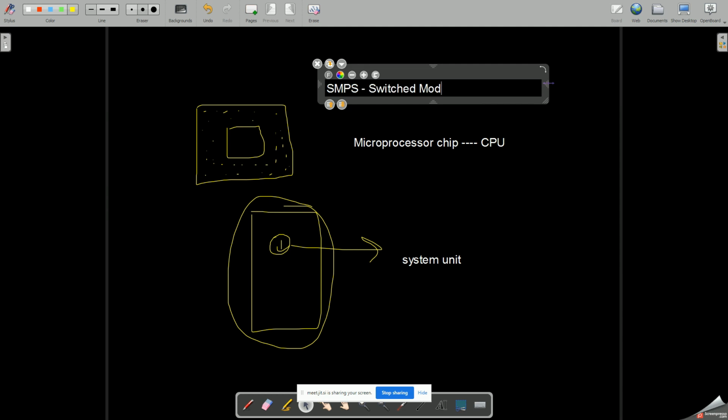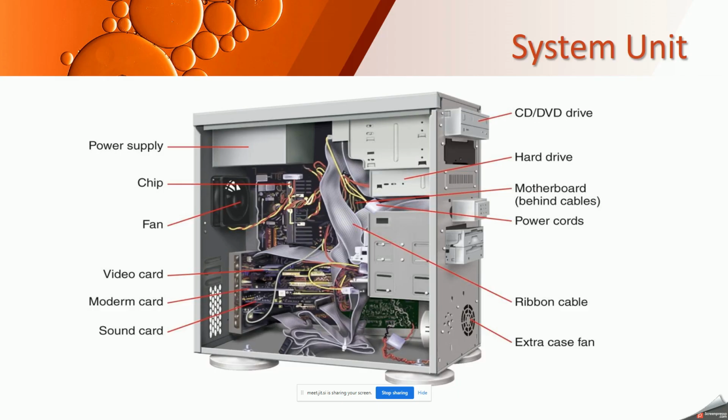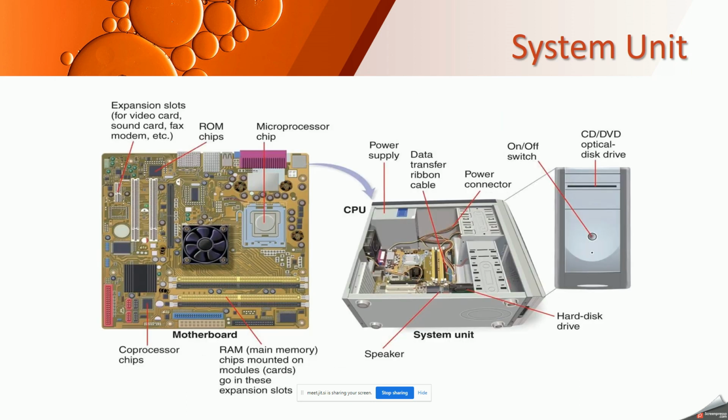Switched mode power supply. That is, a constant power supply is given to your computer. Next, you can see some more parts over here. Expansion slots. These are the slots where different cards like video card, sound card, fax modem card, they are fixed.